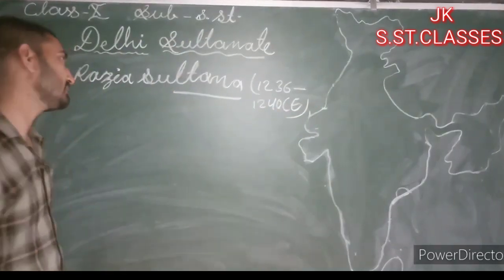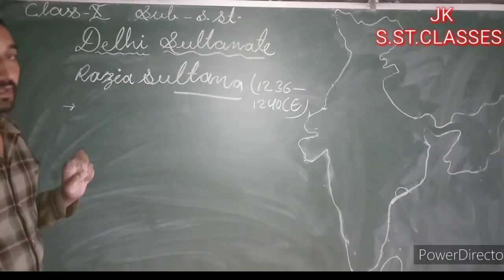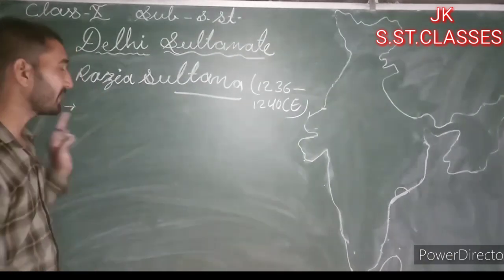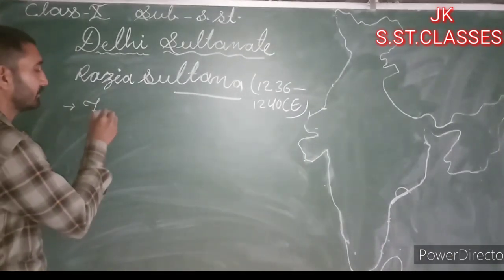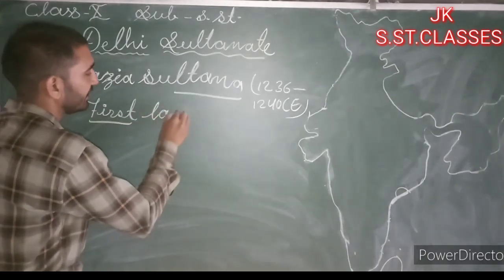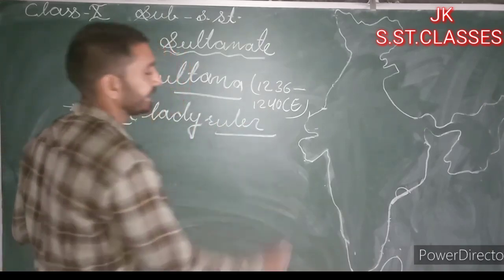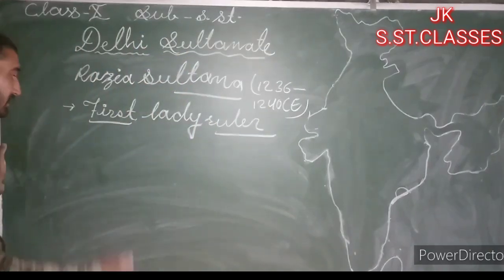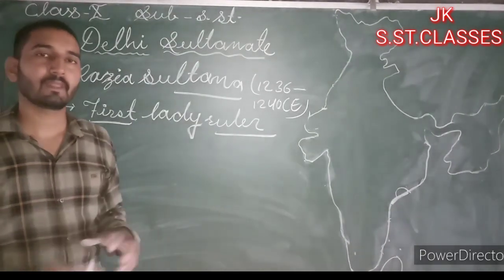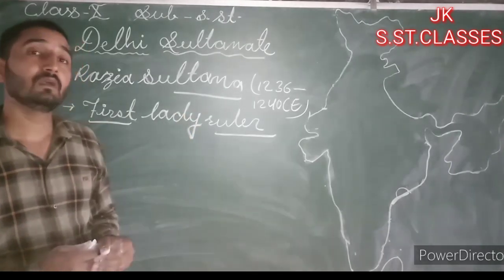After that, the major things related with Razia Sultan. Razia Sultana was the first lady ruler of the Delhi Sultanate. Along with that, she started to wear a cap and in this way annoyed the Turkish armies.